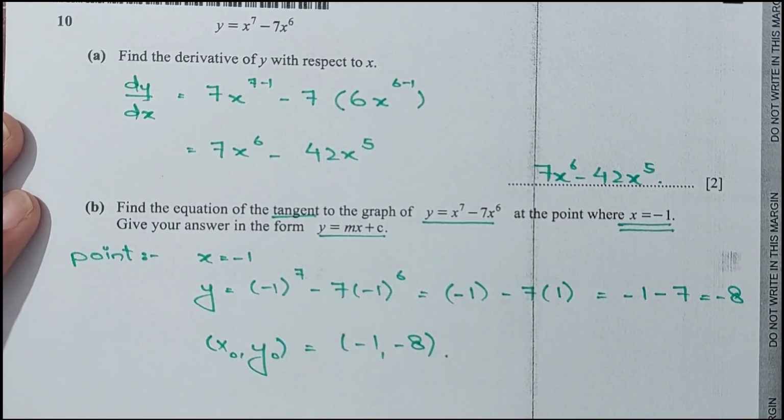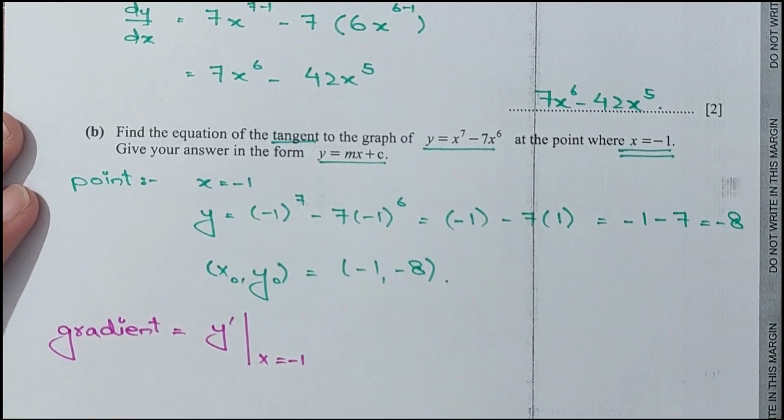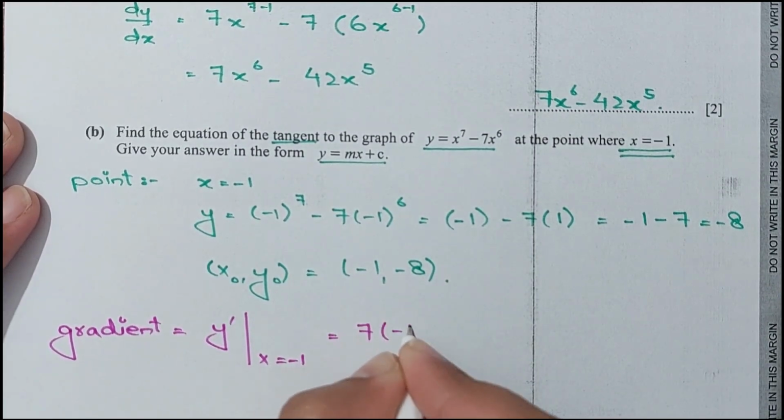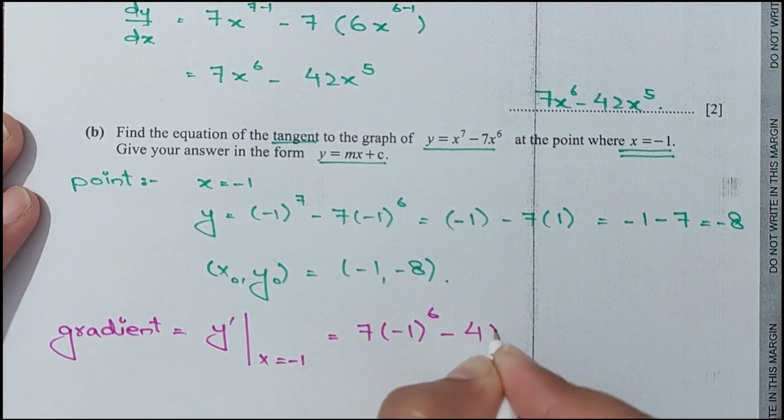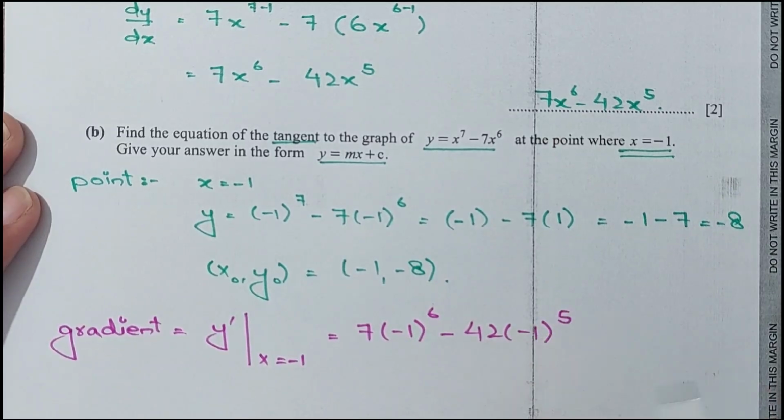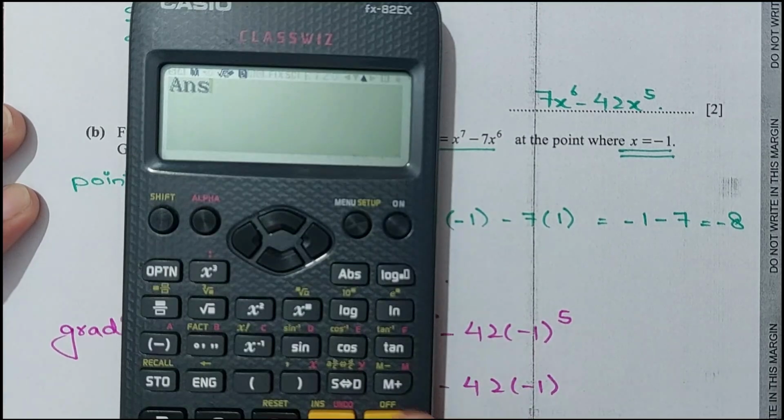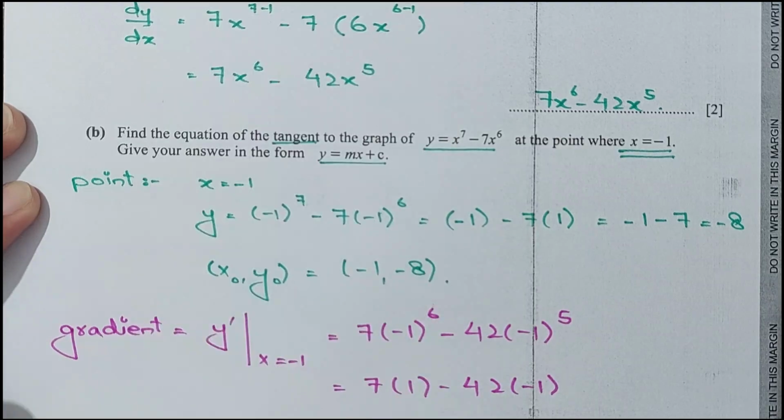All right. Now the second thing we need is the gradient. Gradient, or we can say y prime at x equals -1, right? So we have done the y prime, which is 7x to the power 6 minus 42x to the power 5. Just put x as -1. 7, this is 1, minus 42, this is -1. This is 7 plus 42. So 7 plus 42 is 49, which is the gradient.